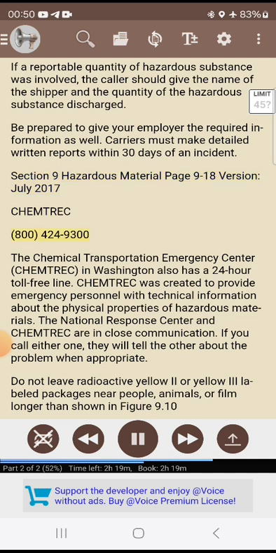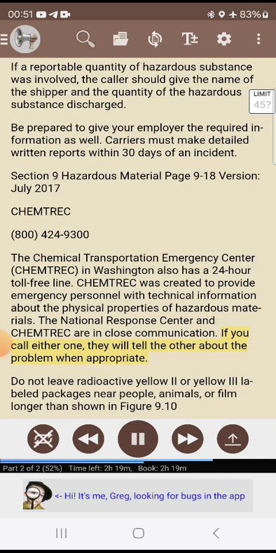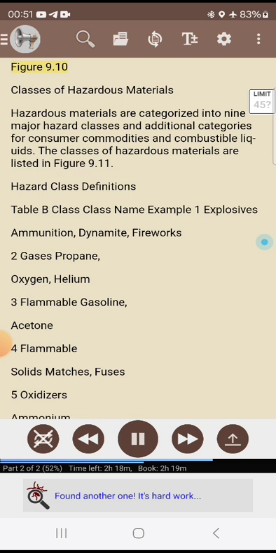Chemtrek 800-424-9300. The Chemical Transportation Emergency Center, Chemtrek, in Washington also has a 24-hour toll-free line. Chemtrek was created to provide emergency personnel with technical information about the physical properties of hazardous materials. The National Response Center and Chemtrek are in close communication. If you call either one, they will tell the other about the problem when appropriate. Do not leave radioactive yellow 2 or yellow 3 labeled packages near people, animals, or film longer than shown in Figure 9.10.